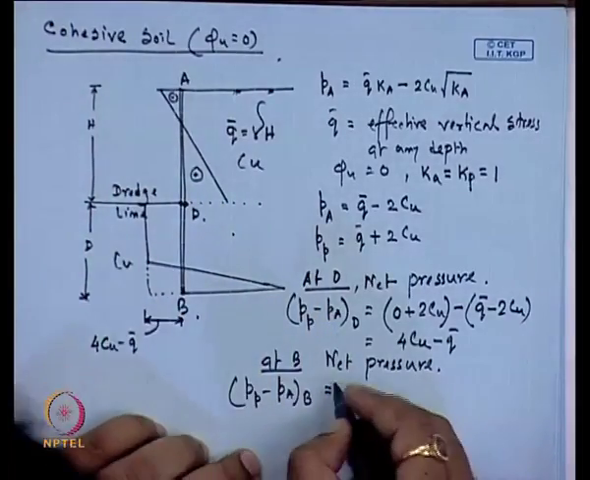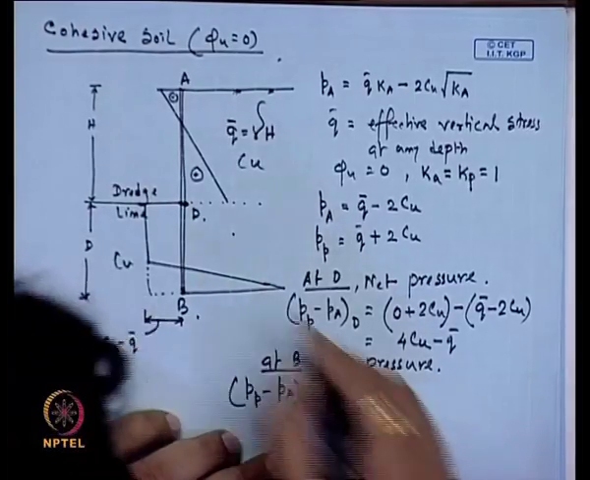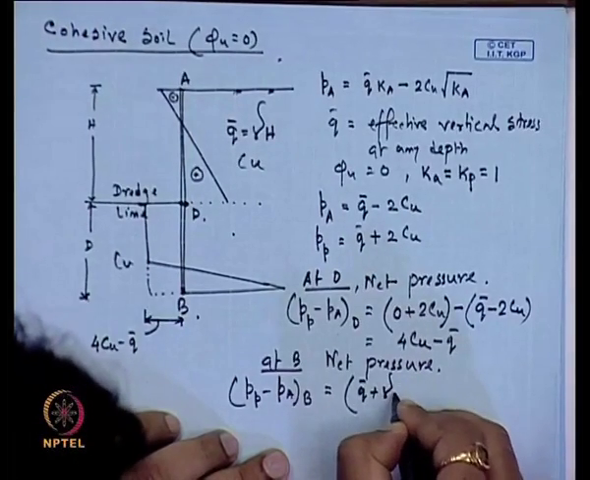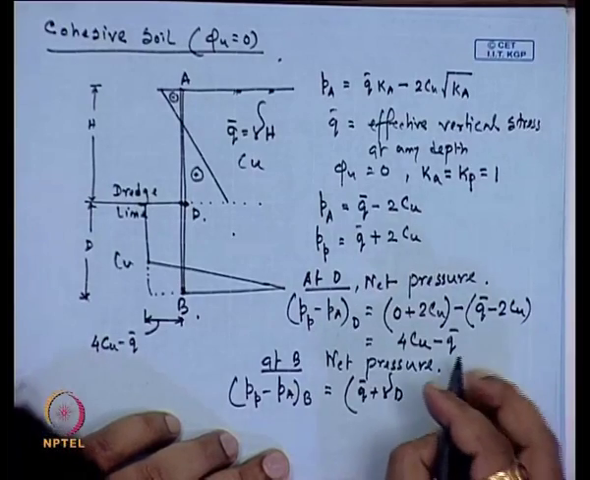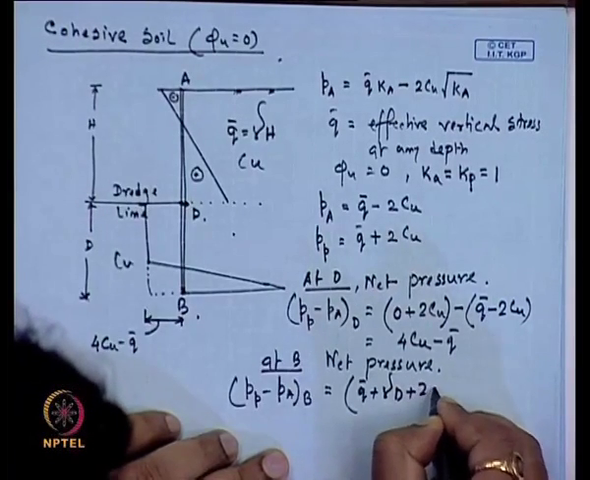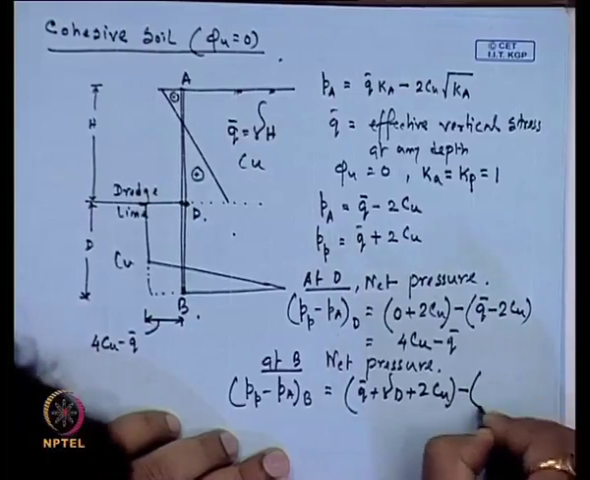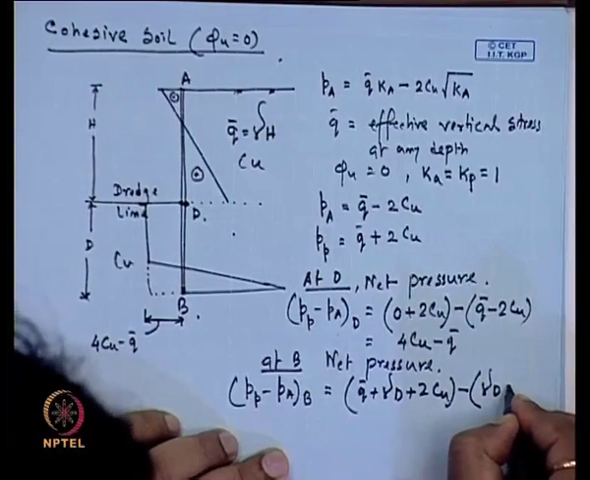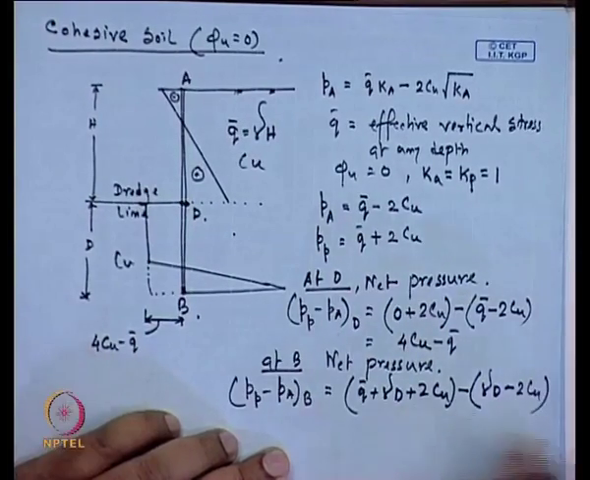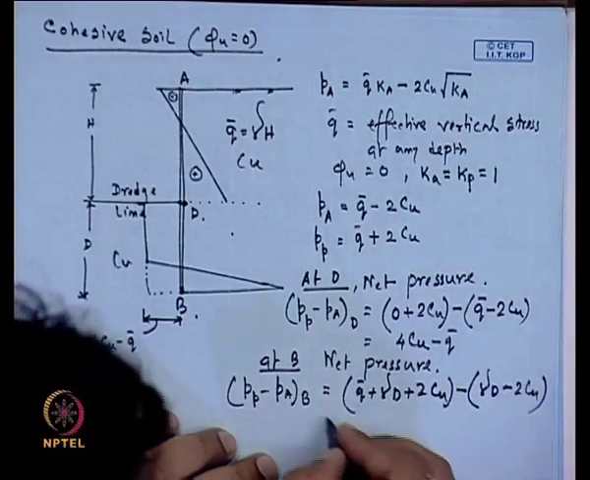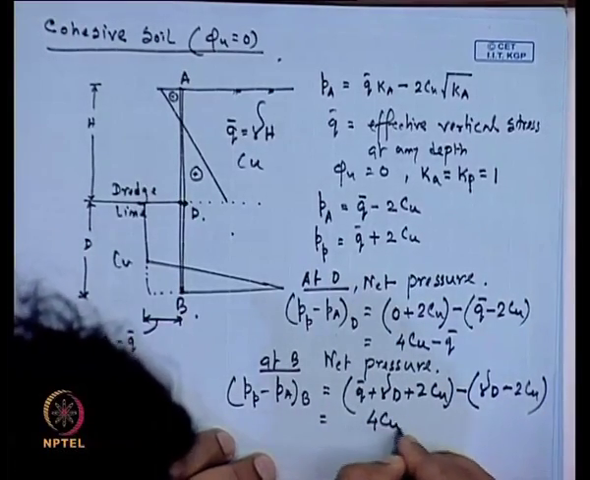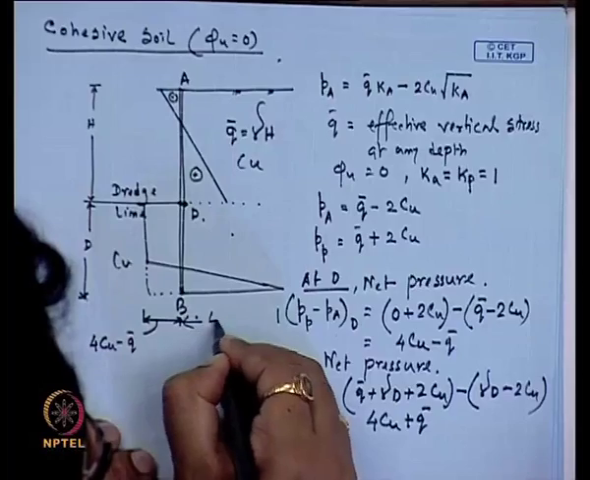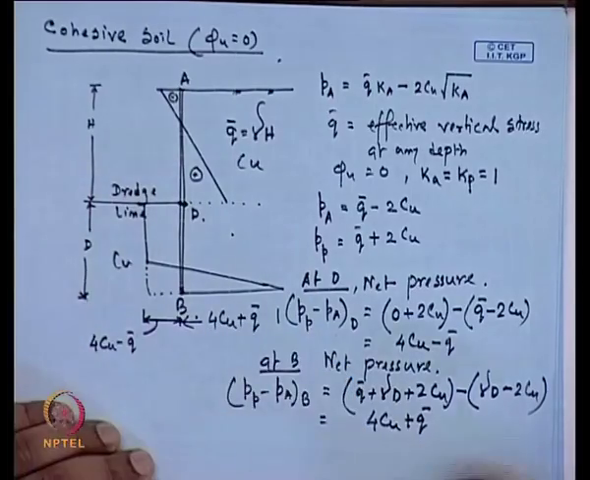So, passive pressure, if you write, that is q bar plus this load, that is gamma into D plus 2 C_u, minus the active, which will be q bar, gamma into D, minus 2 C_u. So, now net pressure will be 4 C_u plus q bar. So, this value is 4 C_u plus q bar.